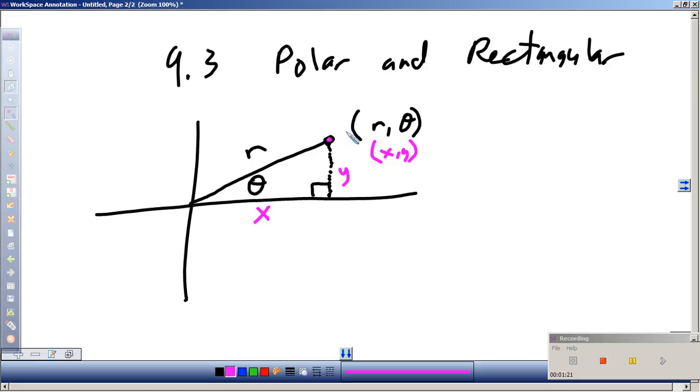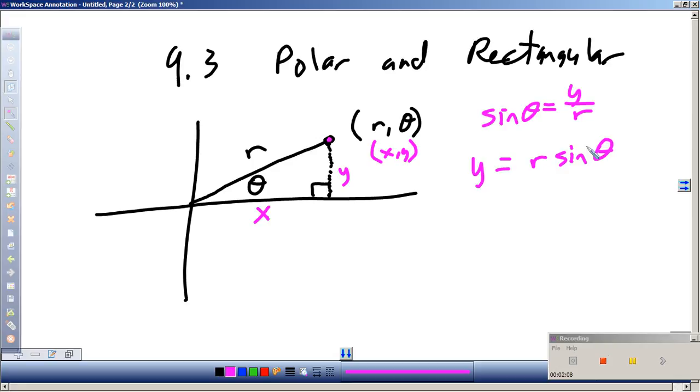Okay with me? So now, how can I figure out what x is relative to r and theta? We've got a right triangle. So, let's say sine of theta is equal to what? Opposite over hypotenuse, y over r, and we can simplify that to y equals r sine theta.